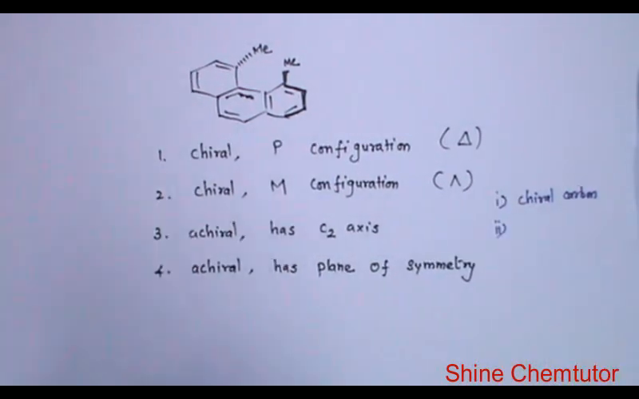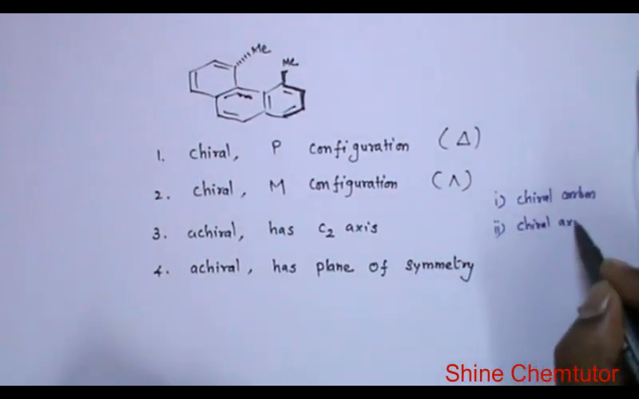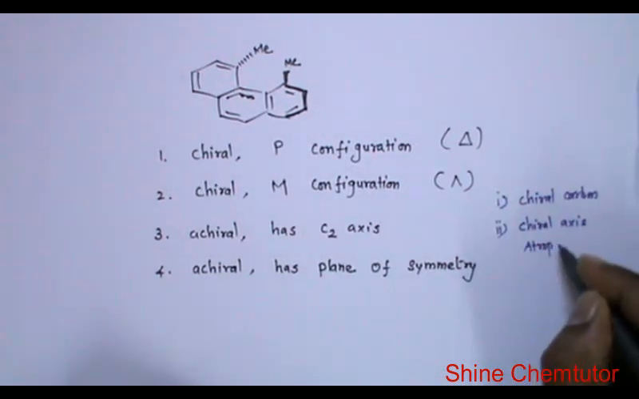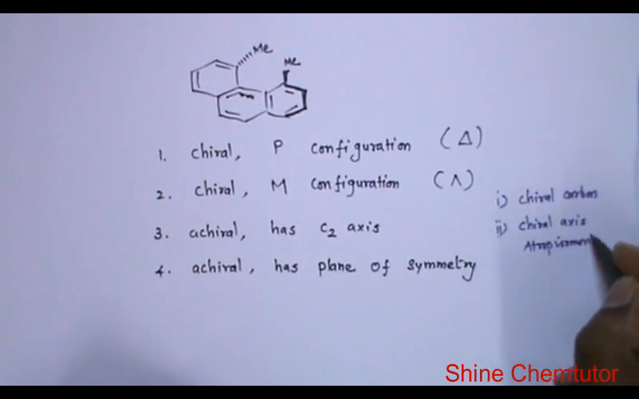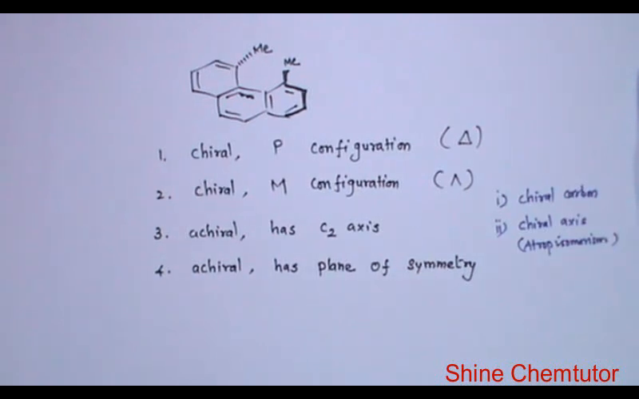The second one, if it has chiral axis, then that will be optically active. It is known as heteroisomerism. Generally, it is observed in spiral compounds, allenes and biaryls.